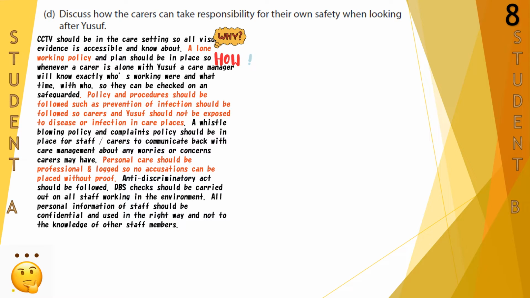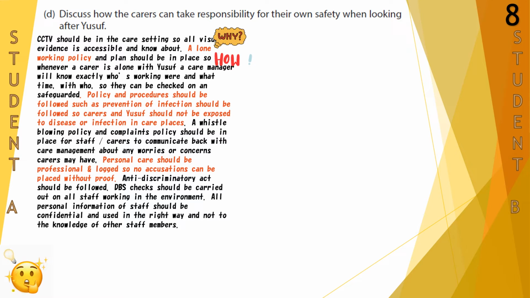So CCTV is accessible, again protecting Yusuf. The lone worker policy is mentioned, which is great, but they don't really develop it. They just say that it should be in place whenever the carer is alone with Yusuf. A care manager will know exactly who's working, where, what time, and so they can be checked. So that's absolutely perfect. Maybe a little bit more developed about what the care plan is or who comes up with the care plan.